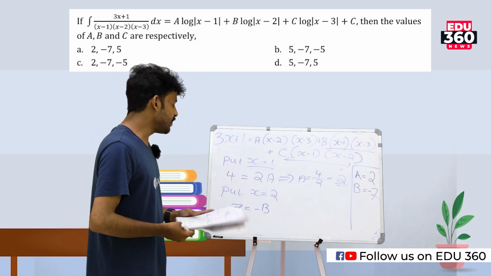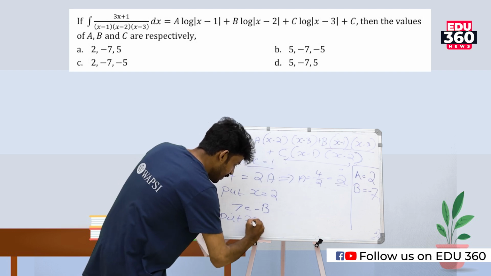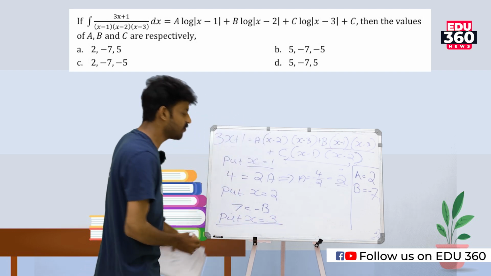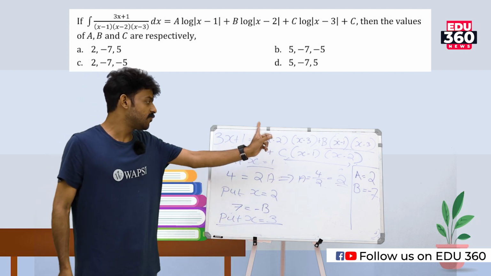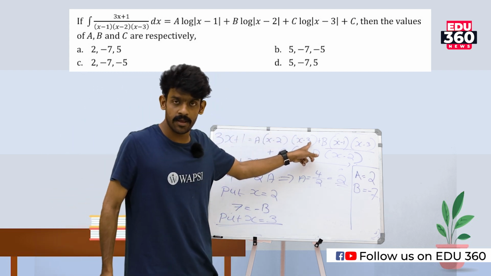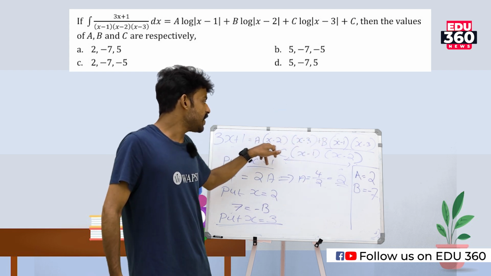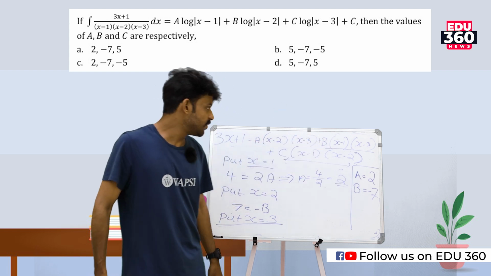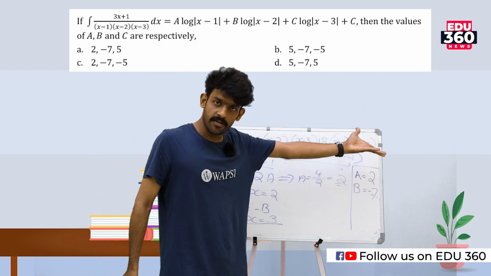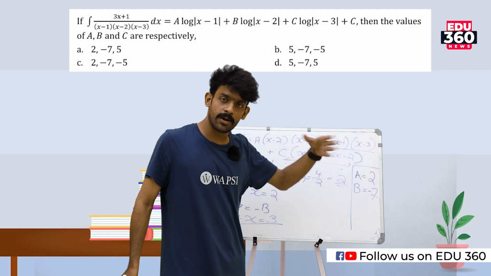So in order to find C, just substitute x is equal to 3. On substituting x is equal to 3, just look at here. Here you can see that 3 minus 3, when substituting x is equal to 3, will become 0. So this term will be equal to 0. And also here, 3 minus 3 means 0. So the terms A and B, the whole term will become 0.